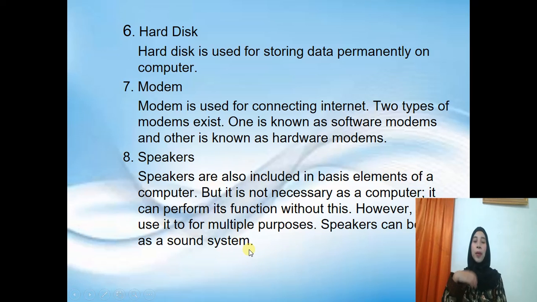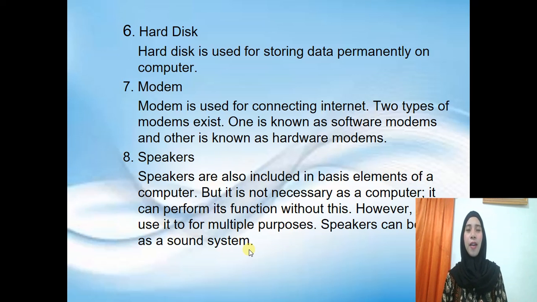Well, I will repeat once more. Number 8. Speakers. Speakers are also included in basic elements of a computer, but it is not necessary as a computer. It can perform its function without this. However, we use it for multiple purposes. Speakers can be said as a sound system.